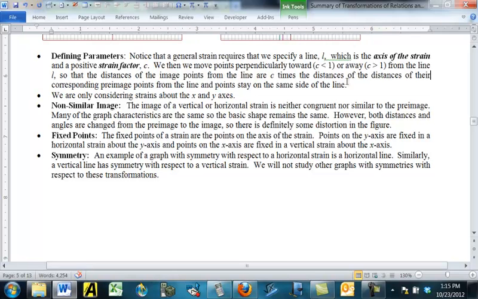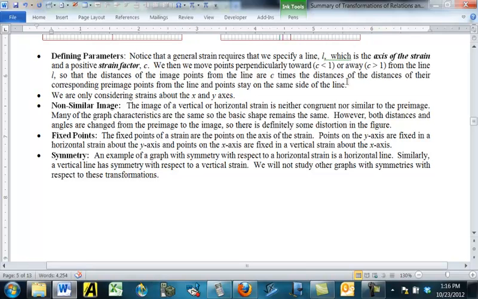We're using a positive constant here. You're actually going to move toward the line, compression toward the line, when your C is between 0 and 1, and a C bigger than 1 will be a stretch, expansion. We're only going to talk about the ones that are easy to do, the strains about the x and y axes. So just replacing x by x divided by a constant and y by y divided by a constant.